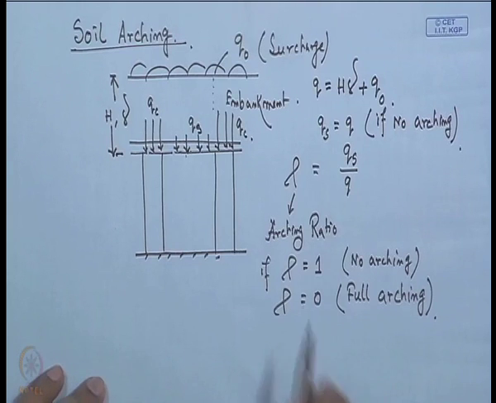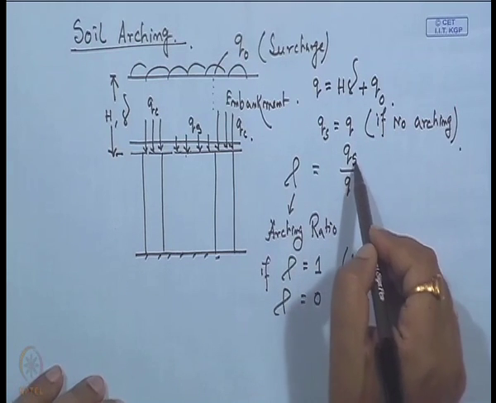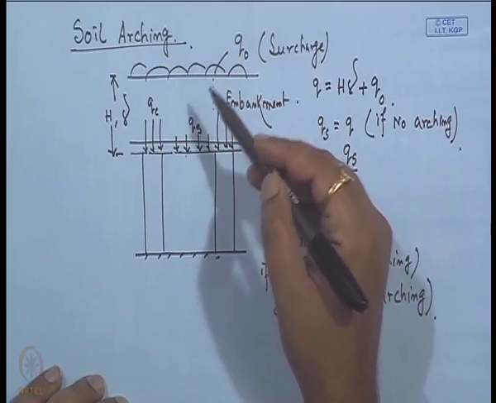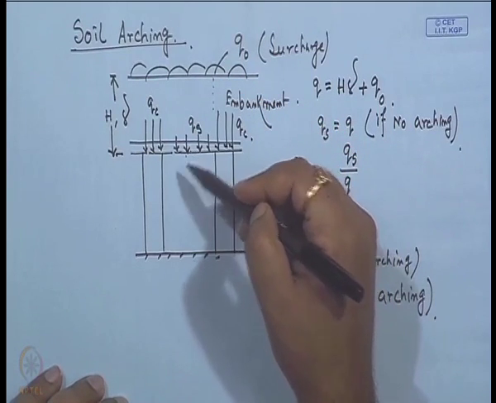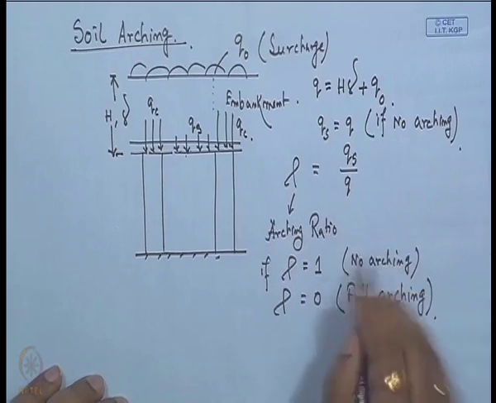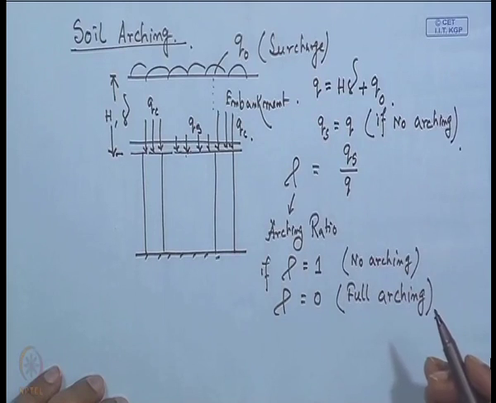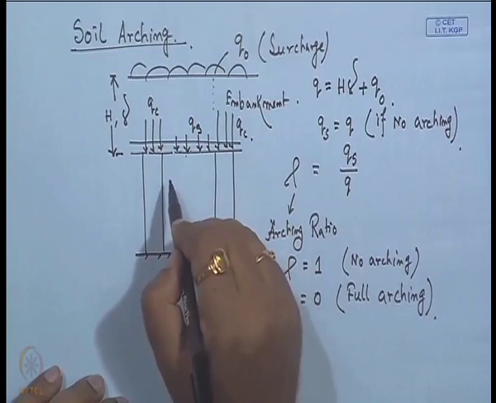So, it is clear that if Qs is equal to Q, that means all the load which is applied above the soft soil is equal to all the stress which is coming on the soft soil, then there is no arching. No arching has occurred. So, the stress at every point is the same on the stone column as well as on the soft soil.